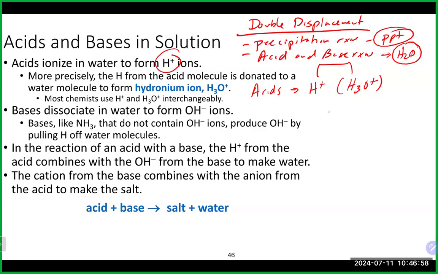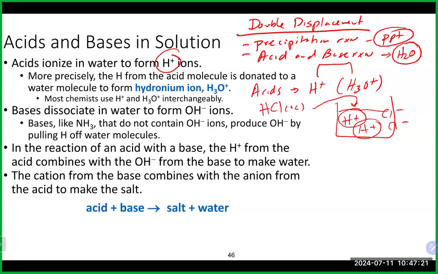What matters is the ability of something, when it goes for a swim in water, to produce free H+ floating around. That's why something like hydrochloric acid, which we saw earlier, is a strong electrolyte. When hydrochloric acid goes for a swim, it will 100% break apart into H+ and Cl- ions. Because it's able to produce a lot of H+ really quickly, it is considered a strong acid.